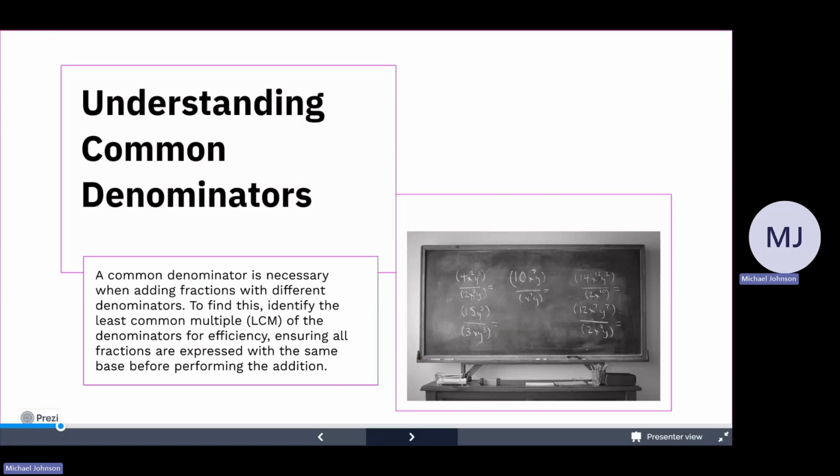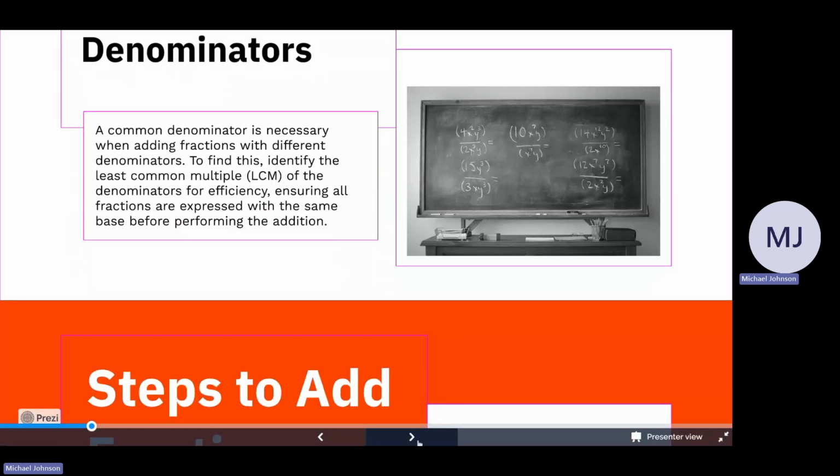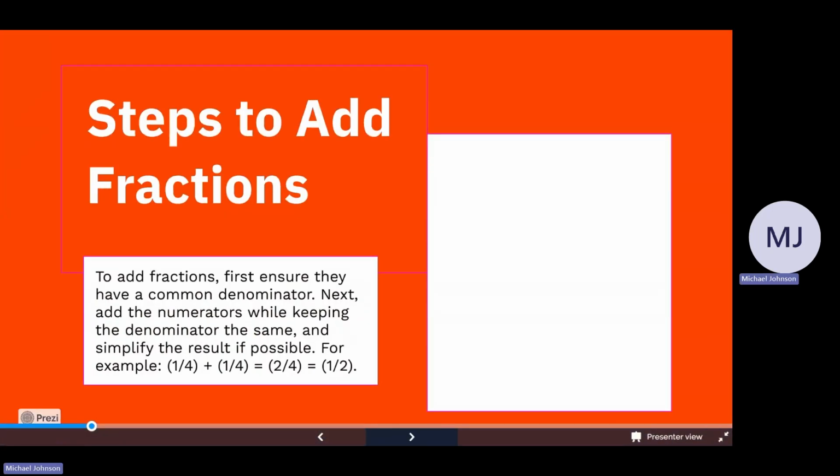When adding fractions with different denominators, to find a common denominator, identify the least common multiple (LCM) of the denominators for efficiency, ensuring all fractions are expressed with the same base before performing the addition. To add fractions, first ensure that they have a common denominator. Next, add the numerators while keeping the denominator the same and simplify the result if possible.